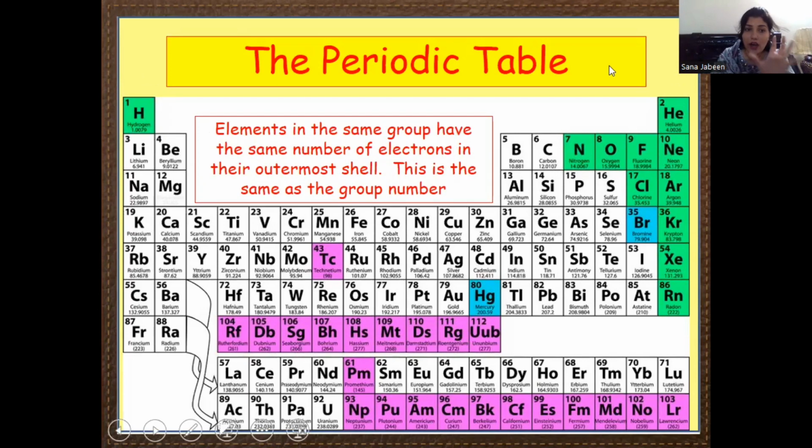Next thing, all the elements that are present in the same group have the same number of electrons in their outermost shell. For example, when we talk about the group 1 elements, hydrogen, lithium, sodium, potassium, rubidium, cesium, and francium, they all have 1 electron in their outermost shell. Group 2 elements all have 2 electrons in their outermost shell. Group 3 has 3. When we talk about group 7, it means they have 7 electrons in their outermost shell.